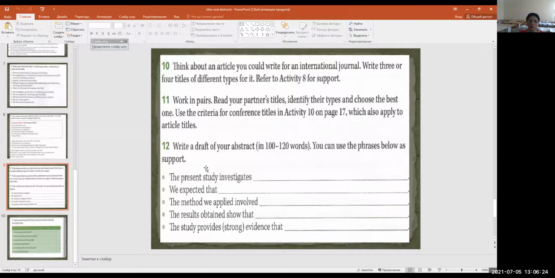And your task will be to write a draft of your abstract in 100 or 120 words. You can use the phrases below as support. The present study investigates, we expected that, the method we applied involved, the results obtained show that, the study provides strong evidence that, etc. These expressions may be used in your abstract.